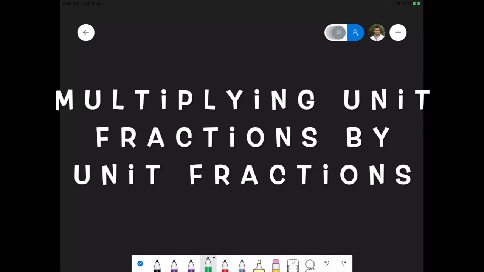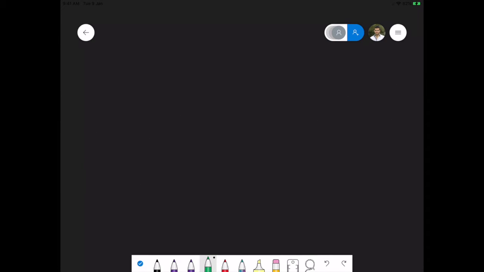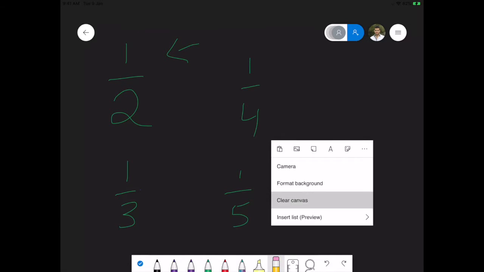Alright, grade 5. Our goal for today is to multiply unit fractions by unit fractions. When we say unit fraction, we mean a fraction with a numerator of 1. For example, a half. As you see, the numerator is 1. Other unit fractions could be a third, a fourth, a fifth, and so on. So today we will be looking at fraction multiplication with unit fractions only.